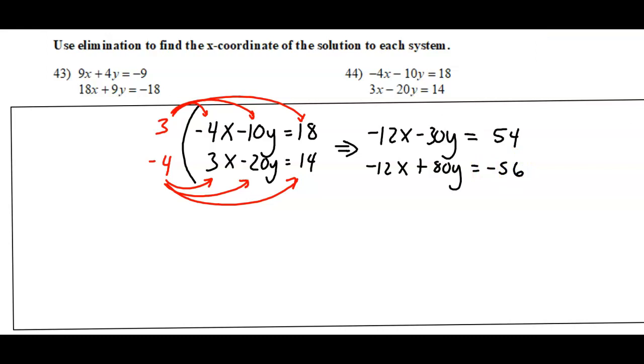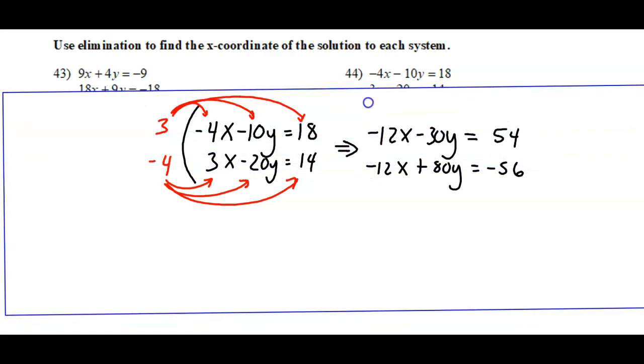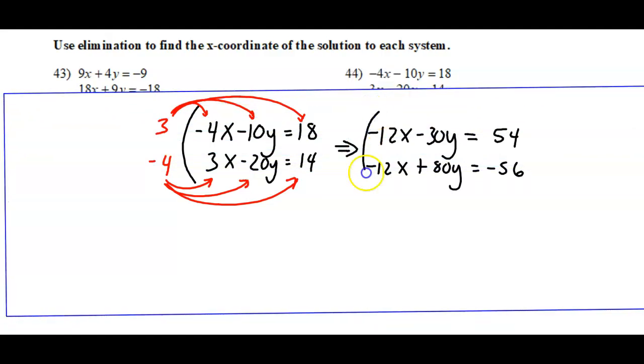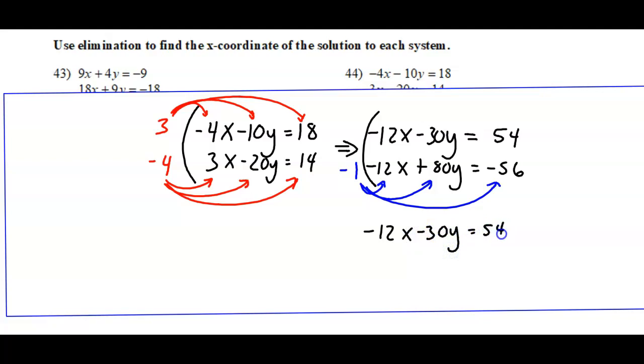Okay, our next step is we want to multiply one of those equations by a negative. So I'm going to multiply the bottom one by a -1. And basically what that's going to do is change all the signs. The top equation is going to stay the same, so I'll just rewrite that really quick. The bottom equation, all the signs will be opposite now. After that, we're good to go ahead and add these things together.